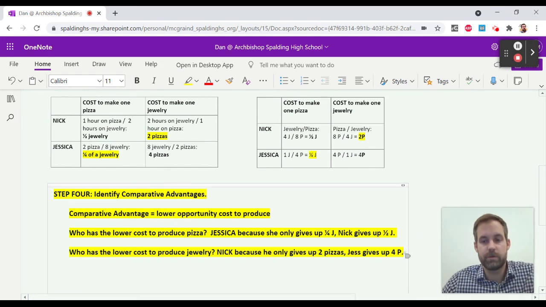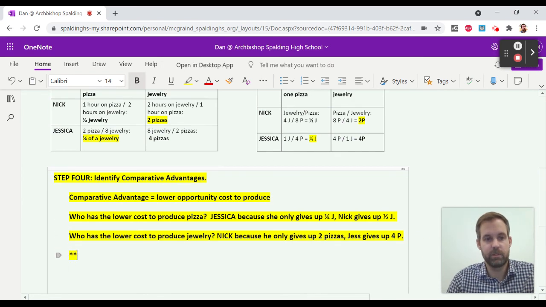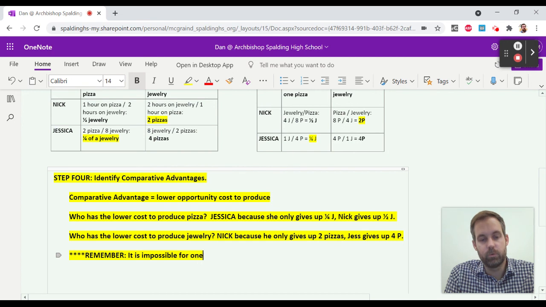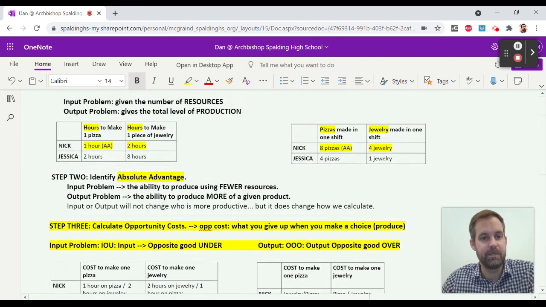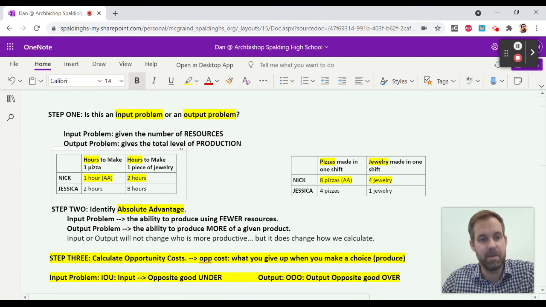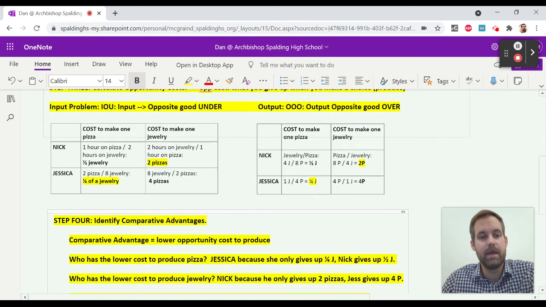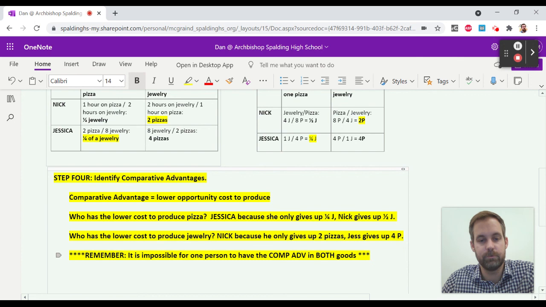So those are the 4 starting steps. I'm going to give you one more tip here really quickly before we depart. You have to remember it is impossible for one person to have the comparative advantage in both goods. They have to split their comparative advantages, right? Even though Nick was better at making both goods overall, Nick had the absolute advantage in both goods. Nick does not have the comparative advantage in both goods. It is impossible for Nick to have the comparative advantage in both goods.